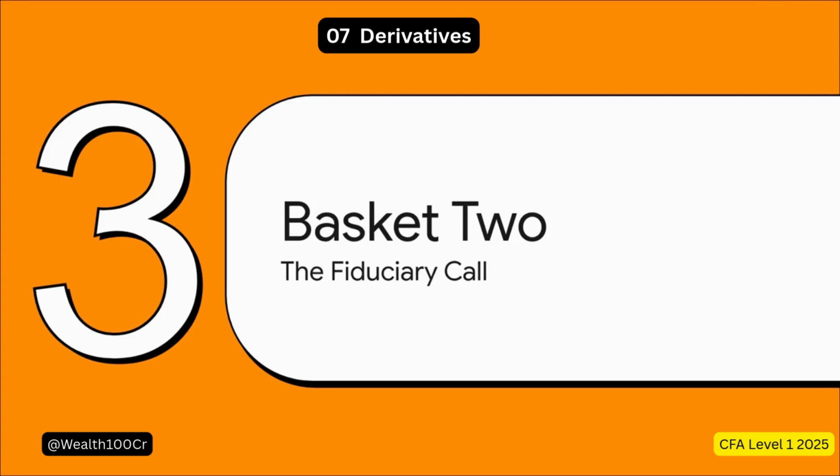Excellent work. Now for the other side of our tarazu, we have to build the second basket. It is called a fiduciary call. I know, another very big and fancy name. But please don't worry. The idea is just as simple as the first one.